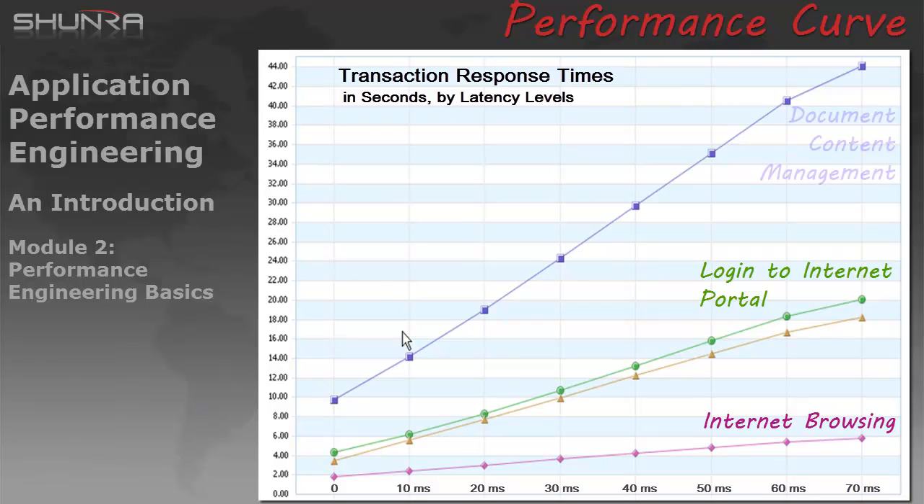Now let's look at another, very interactive type of transaction that can happen over the web, and that would be like document content management. This is going to be very I/O intensive. There's going to be a lot of activity going on over the network. And again, you'll notice the local user will be quicker, but the remote user at 70 milliseconds is up to almost a minute to complete that transaction.